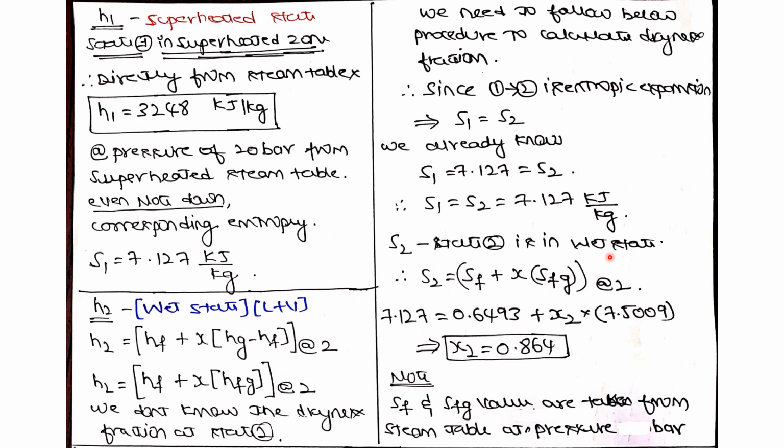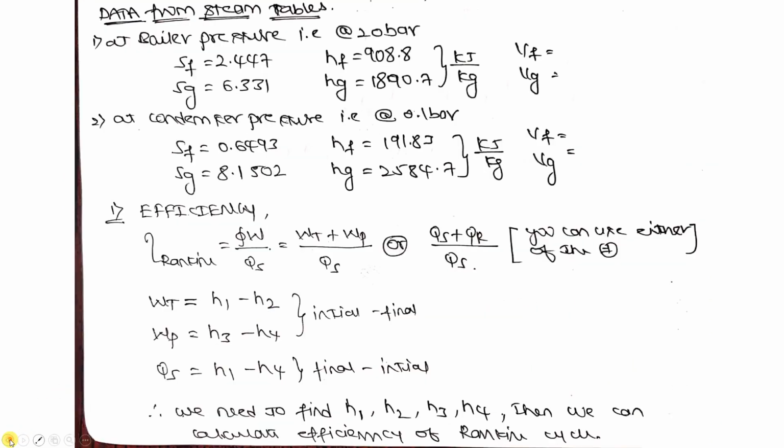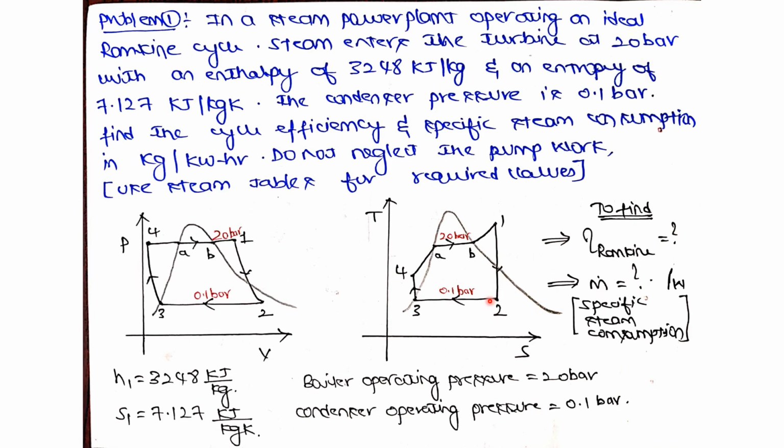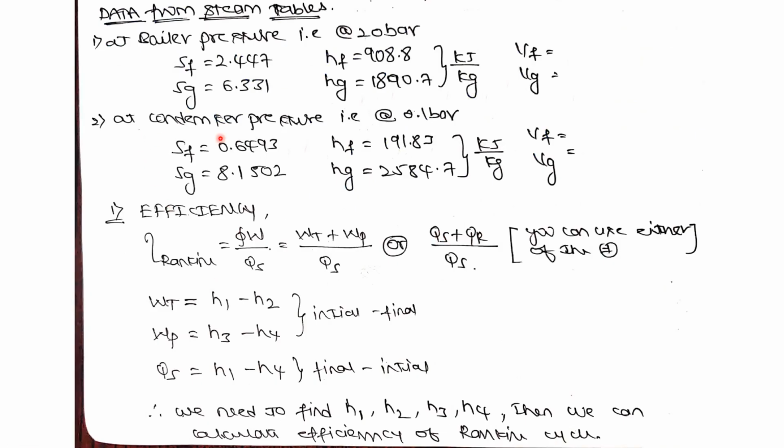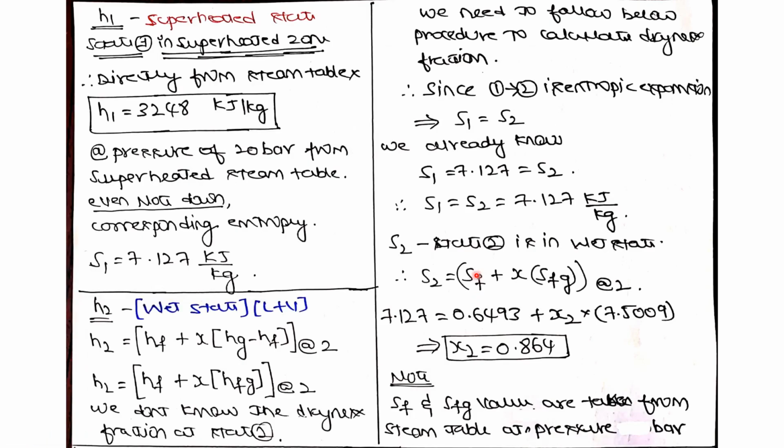State 2 in the sense, first you have to look for the pressure. State 2, what is the pressure? 0.1 bar, which is the condenser pressure. So you have to come back to this, at condenser pressure of 0.1 bar, what is the value of Sf and Sg? You know the values. So using that particular value, you know the value of Sf and Sfg. Once you know this, you know the value of S2. You can easily calculate the value of X2, isn't it? So from this, substitute the values, you will get the value of X2, which is the dryness fraction, 0.864.